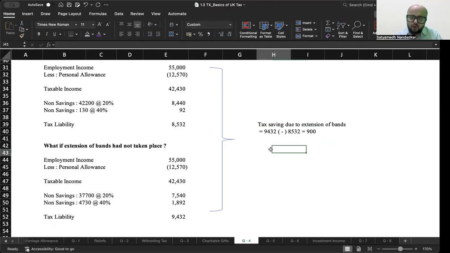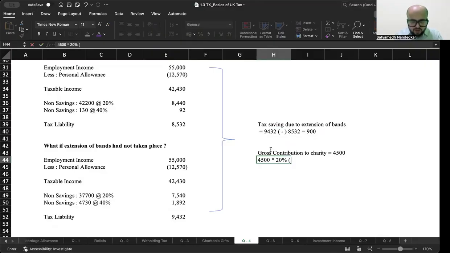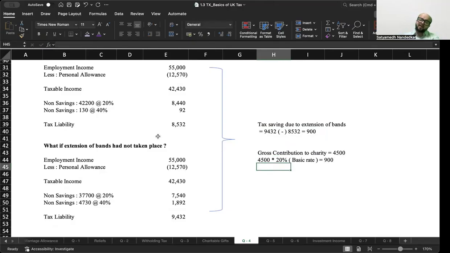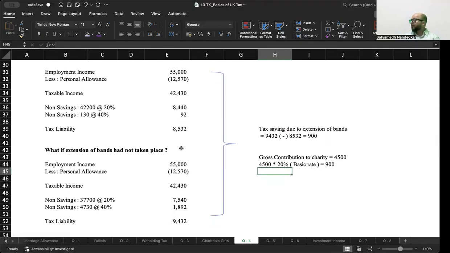Now look at the total contribution, or look at the gross contribution to charity, not the net. Look at the gross amount. How much is the gross amount? 4500. Now 4500 into 20%, that is your basic rate. Does that not give you 900? So by doing this, ultimately you are reducing tax liability, but you will not reduce the tax liability directly. You will operate this particular approach.